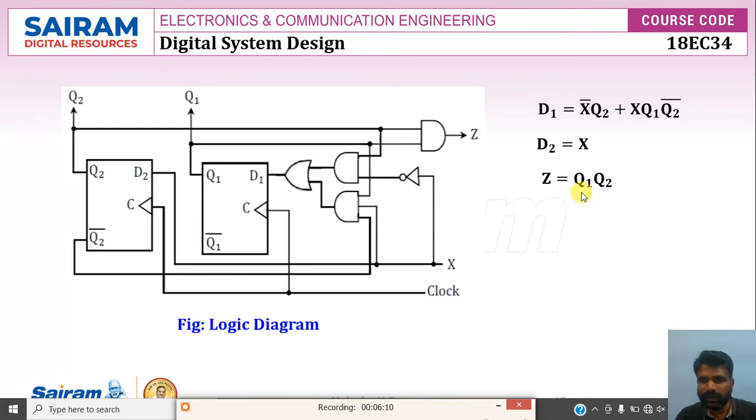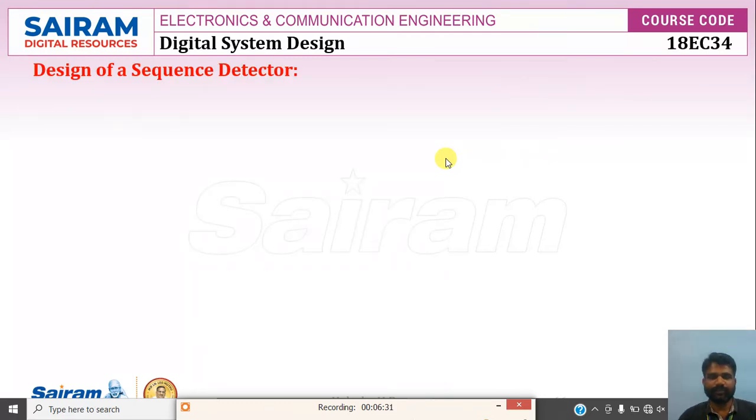And for Z it is Q1 Q2. So an AND gate is required. One AND gate, the output of the AND gate is Z, and the inputs to the AND gate are one line from Q1 and another line from Q2. Here it is from Q2 and here Q1. Okay, fine. See the design sequence we discussed in the previous videos.